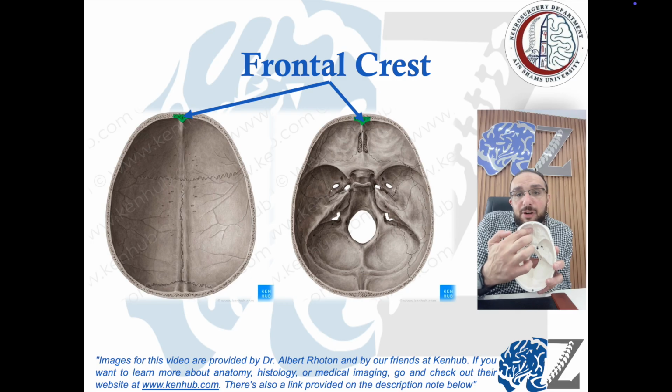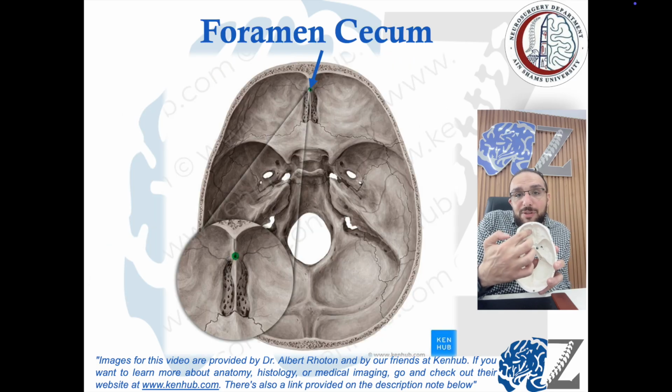And behind the frontal crest, you can see a small hole in here, just in front of the ethmoidal bone. This small hole in here, just one hole or one foramen, is called the foramen cecum. The foramen cecum, okay? It's not the cecum of the large intestine. It's another cecum in the body, okay? This is the foramen cecum here.